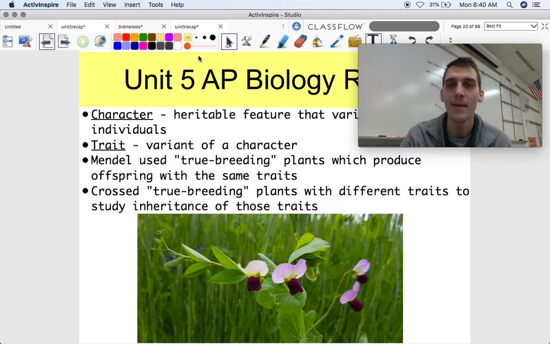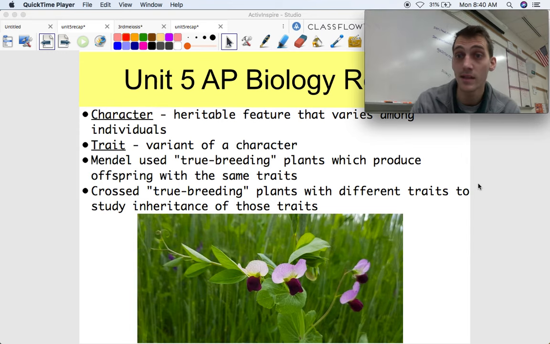Okay. Anyway, so there's a couple terms that we need to get into before we talk about the crosses. A character is a heritable feature that varies among individuals. A trait is a variant of a character, right? So, for example, flower color is a character. Purple flower color is a trait. White flower color is a trait. Okay, so those are variations or variants of a character.